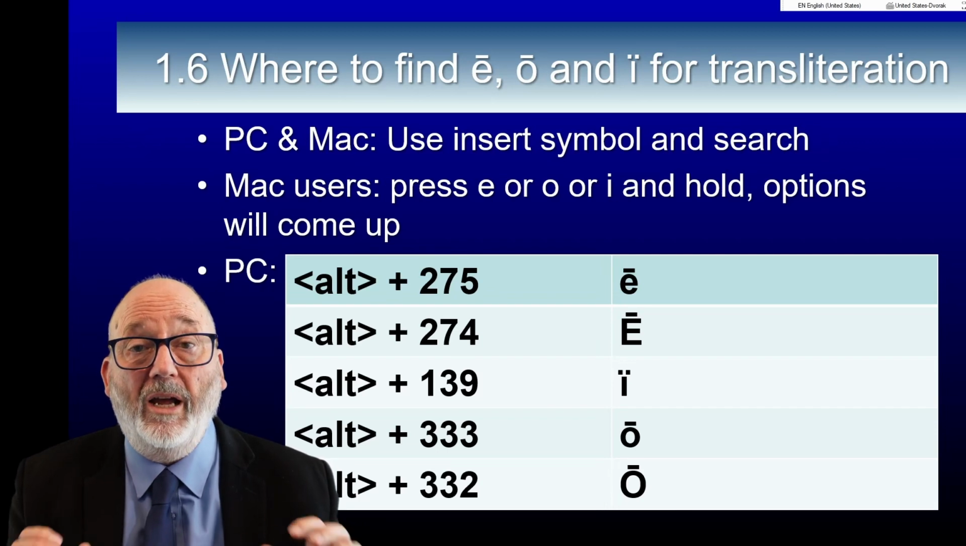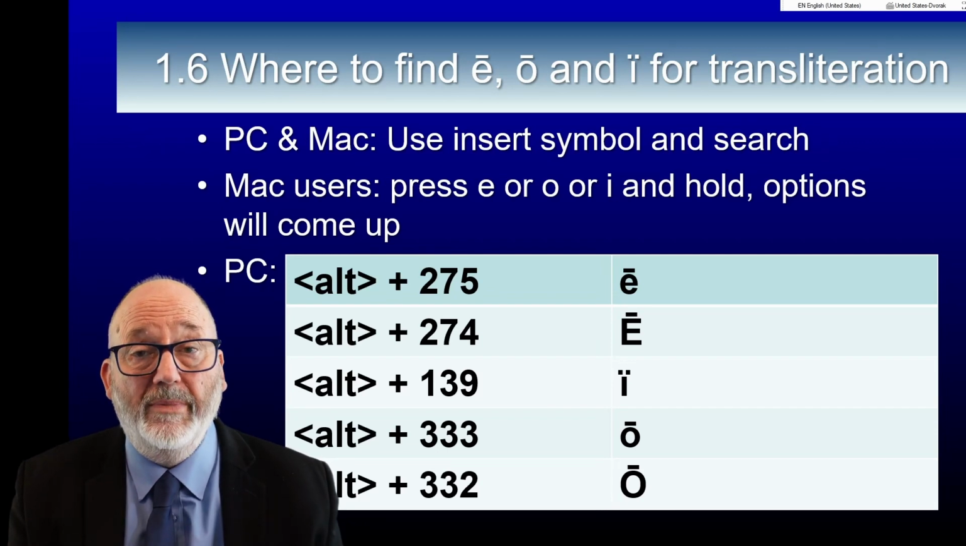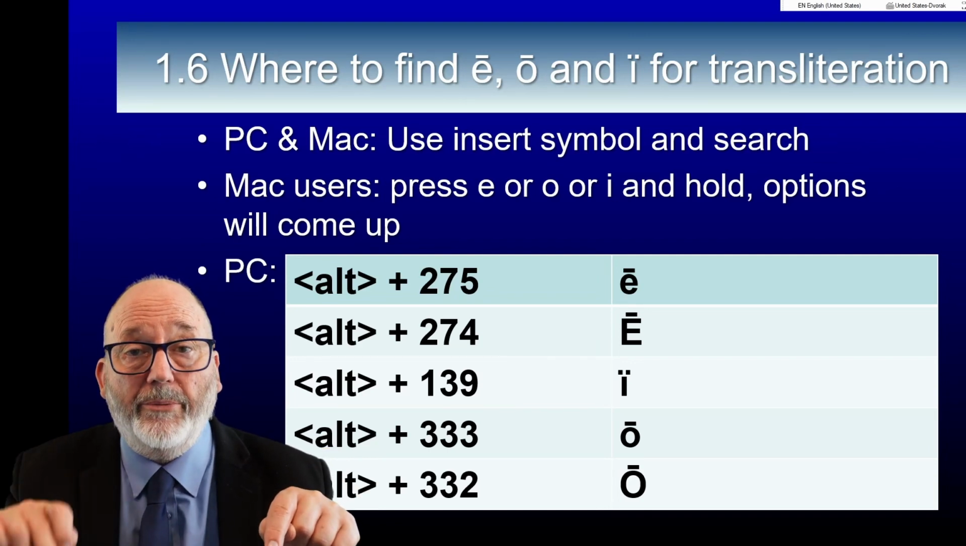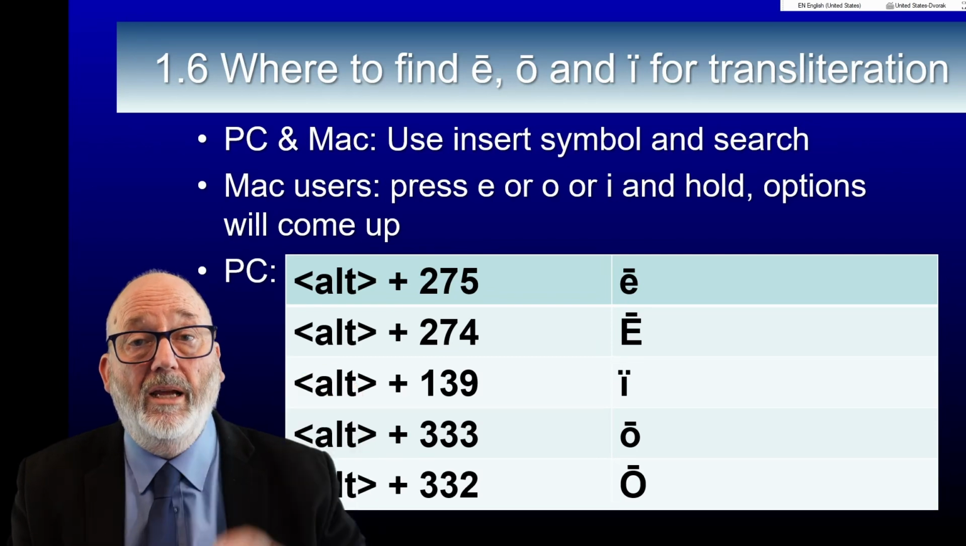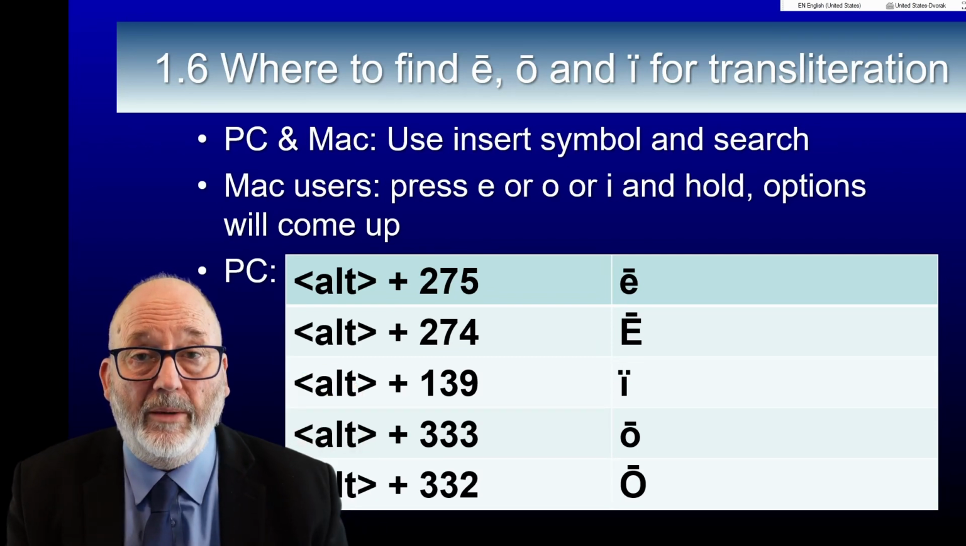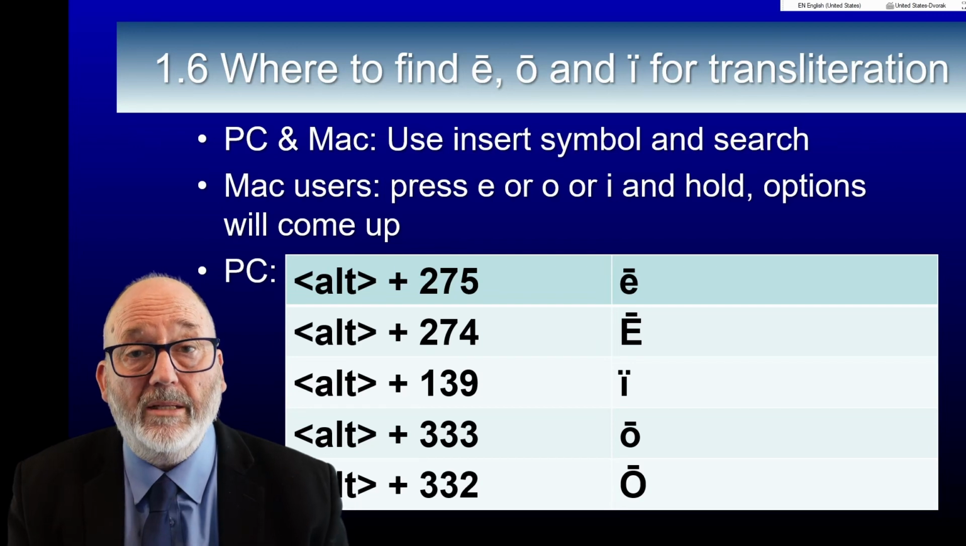If you're wanting an O with a bar over it, you press the Alt key down, you type 333 on the number pad, then you let the Alt key off, and that will produce a lowercase o with a bar over it. We are now in a position where I can share with you my tips for making it easier to pronounce Greek words.